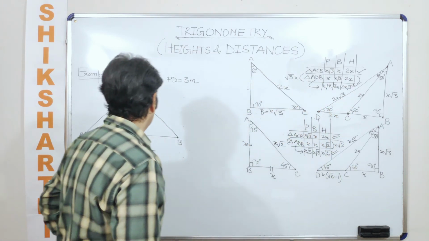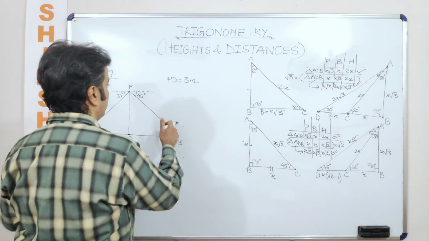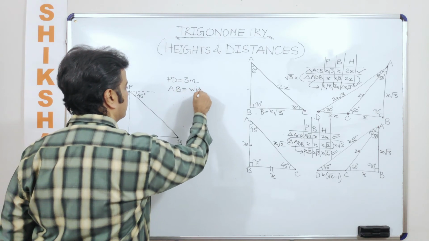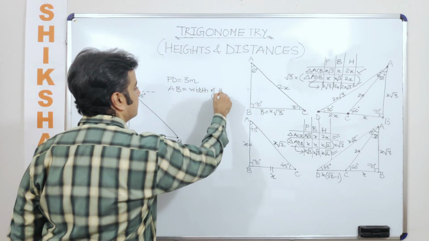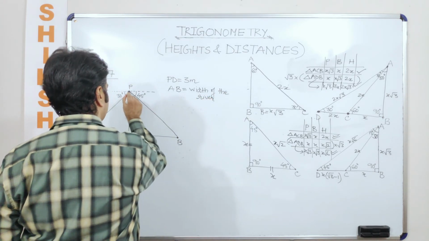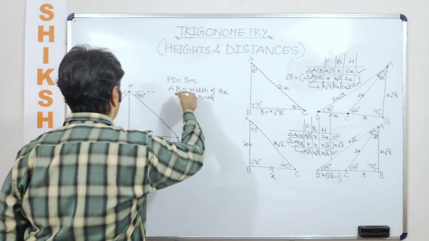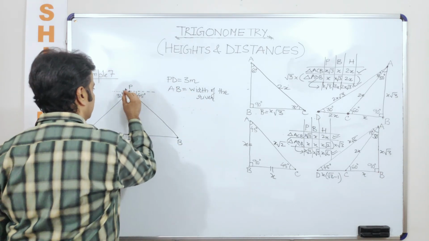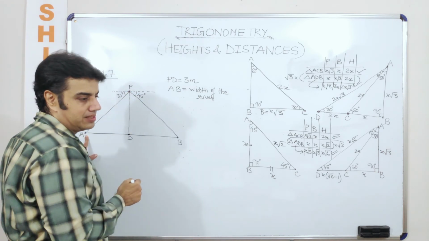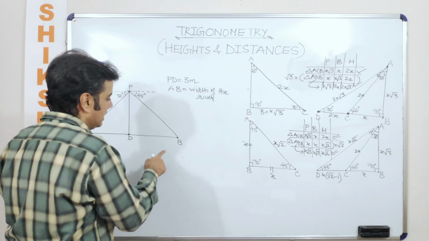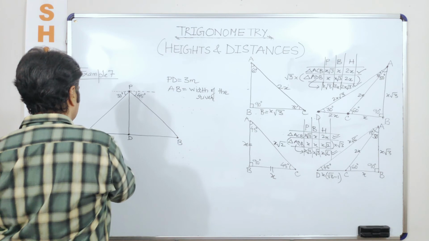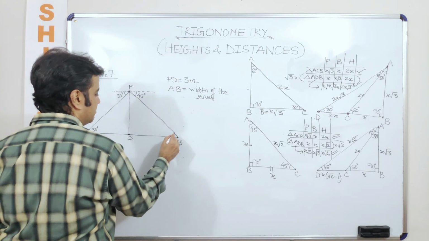Okay, so what we can do here is, let us say AB is the width of the river. Now P is nothing but the bridge that I have taken. Let us assume that this is the bridge. So from a point P on the bridge, one side of the river, let us say the bank, and the other side of the river, the angle of depression is 30 degrees and 45 degrees respectively. So this angle also becomes 30 degrees and this becomes 45 degrees.